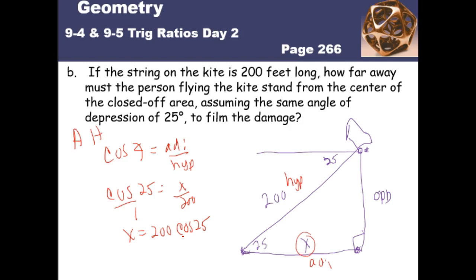So 200 cosine 25, and I get 181.3. So he's standing 181.3 feet away. Okay? All right, good.